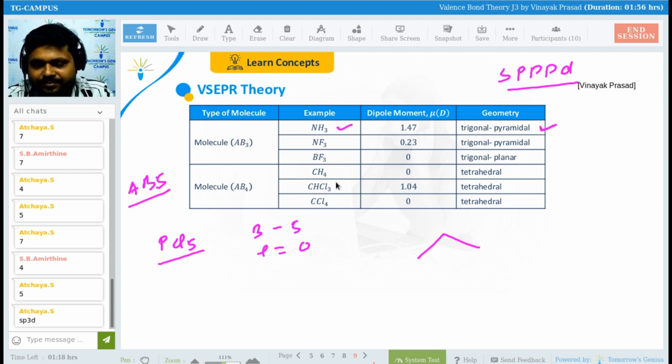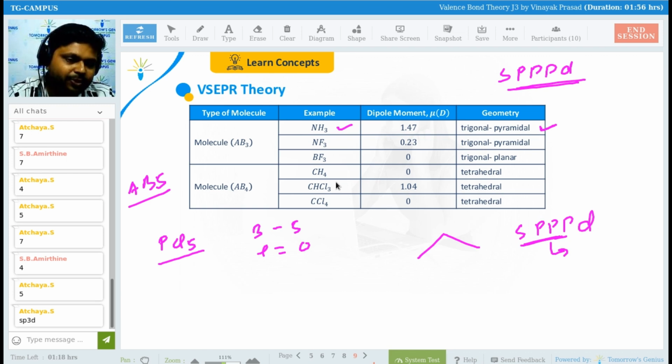Okay. So sp3d, guys. For S, 1 bond will be there. For P, 3 bonds will be there, right? So 4 bonds have been completed, and 1 more will be for D.